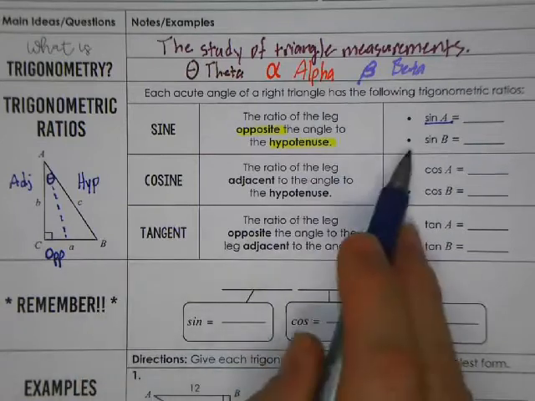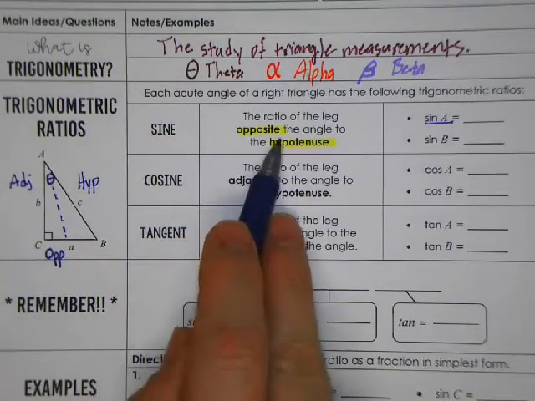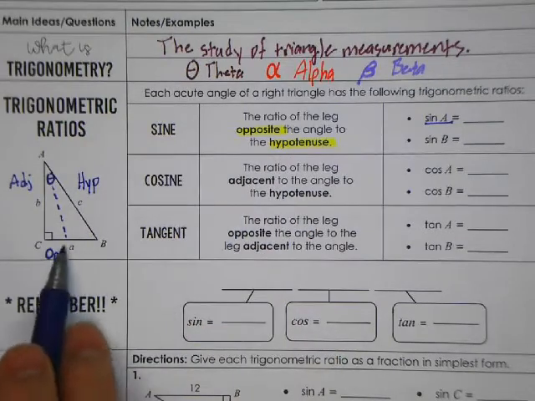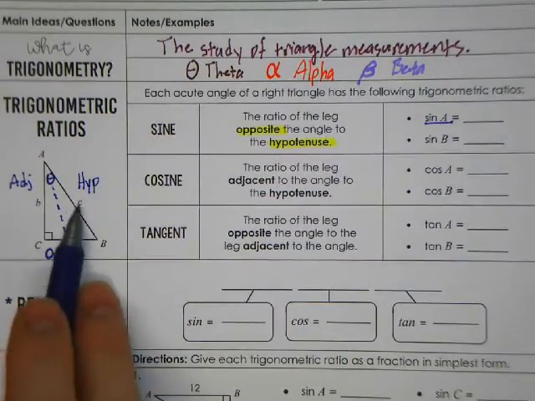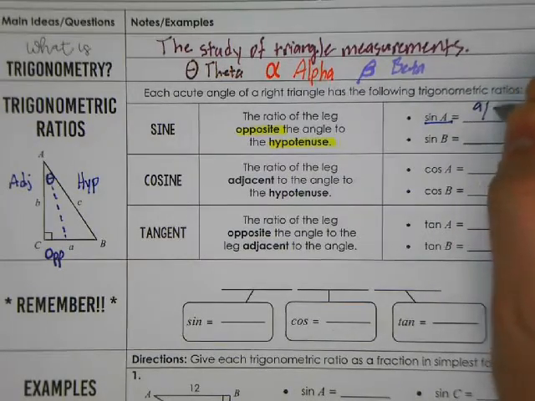So in this case, if I want to know the sine of A, we're looking at the ratio of the opposite side to the hypotenuse. Well, the opposite side in this case is A, and the hypotenuse is C, so I would write the ratio as A to C.